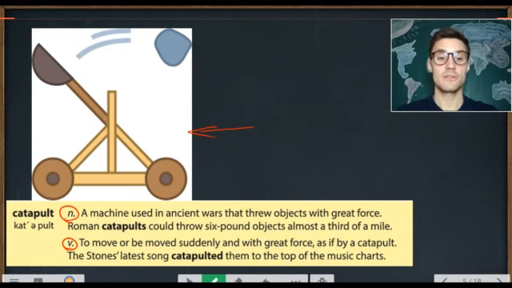The Stones' latest song catapulted them to the top of the music charts. So the Stones, that's a band. The Stones' latest song catapulted them to the top of the music charts. So they moved up very fast.